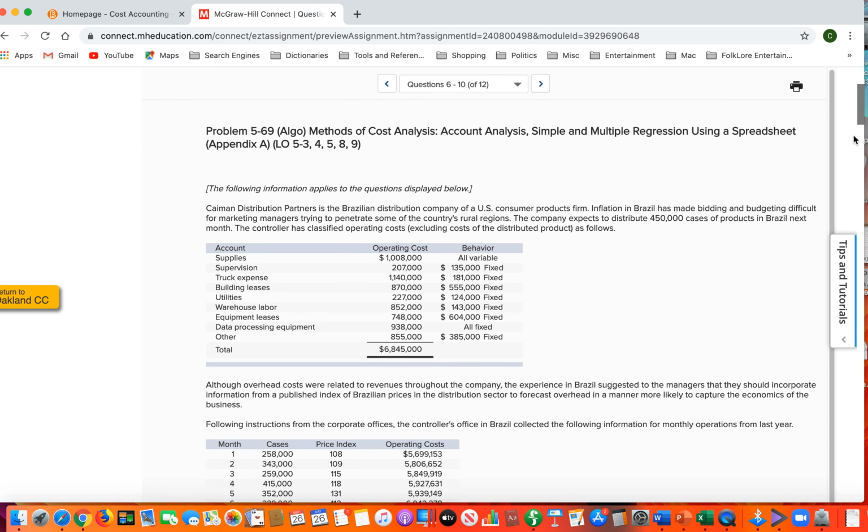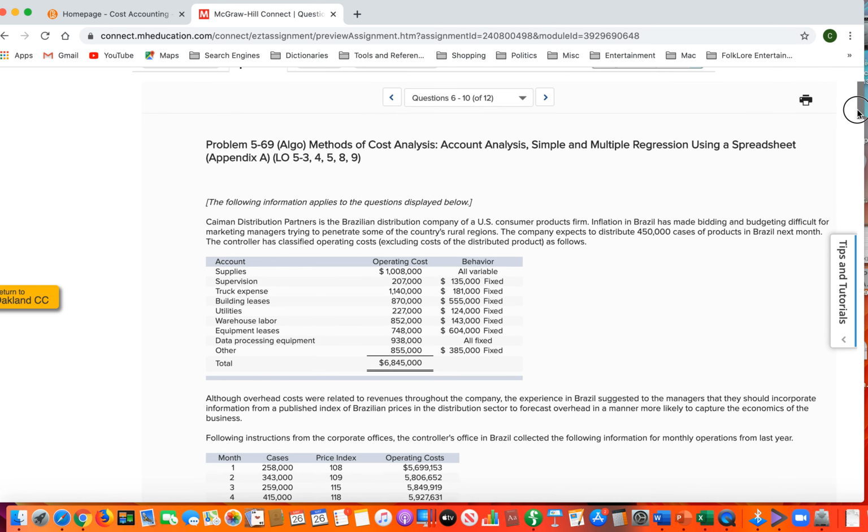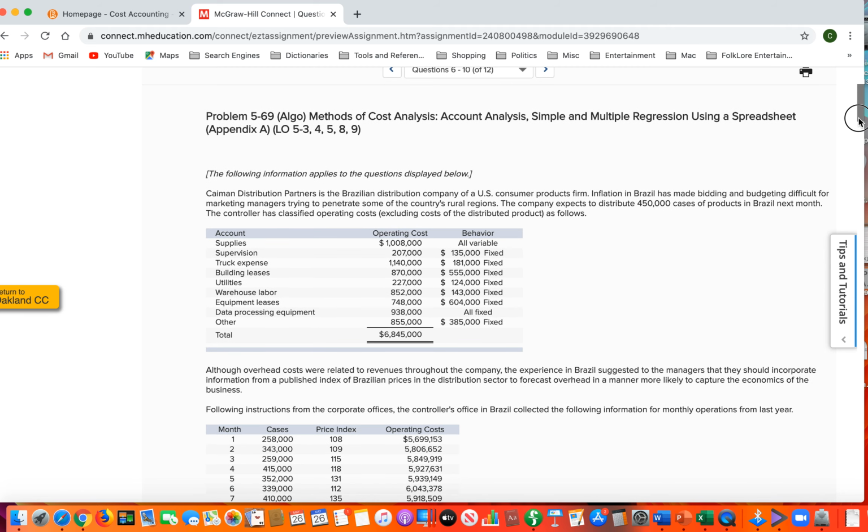Okay, 6 through 10. I give you this information here, but they expect you to use, in some of them, simple and multiple regression using a spreadsheet. Again, not every student has access to Excel, and not every student knows how to use Excel well enough to do it. I'm not going to impose that on you on the exam, having to use a spreadsheet, but you will have to know how to interpret simple and multiple regression, especially multiple regression. You need to know how to explain it.